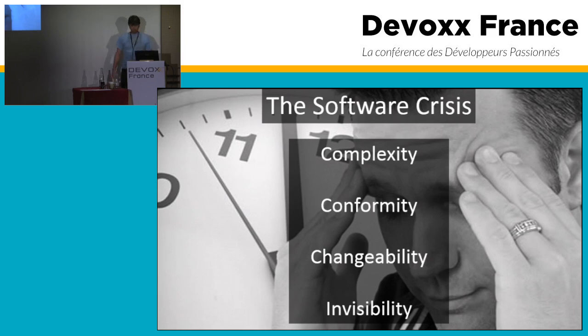And the final one was invisibility, meaning that it's difficult to see what software's doing. I think this one's a little bit less relevant today. We have better debuggers, better ways of interrogating what's going on in memory, but writing software can still feel tricky because it's difficult to find out exactly what's going on.